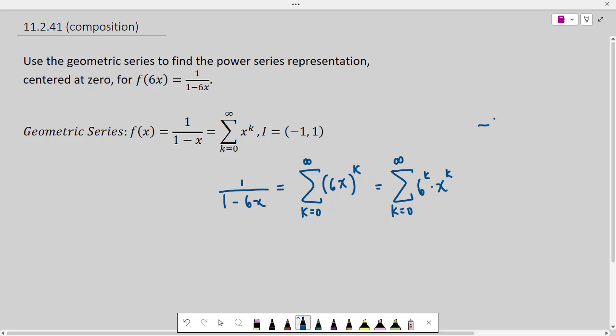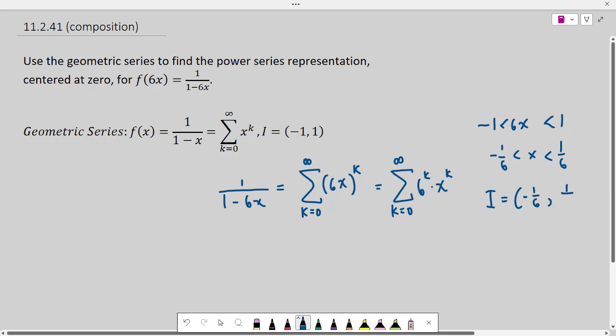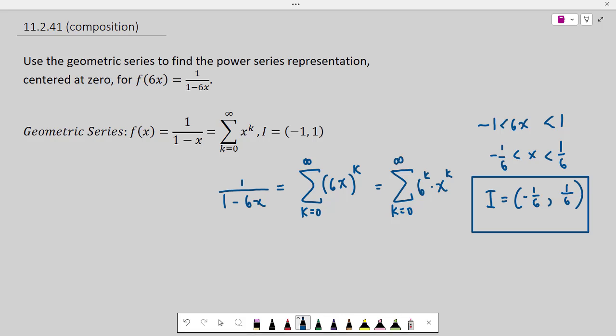Okay, now the interval of convergence. The original interval of convergence is -1 to 1, so that's x. If we replace x with 6x here, then we have to replace x with 6x there. So this is going to shrink our interval of convergence to that. So our interval will be negative 1/6 to 1/6. Do not have to test endpoints. We love composition because we don't have to check endpoints. Hate checking endpoints.